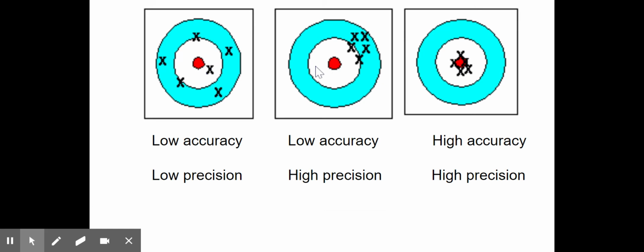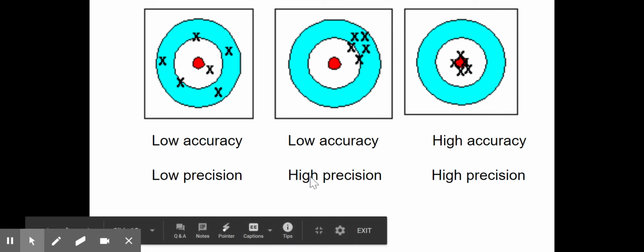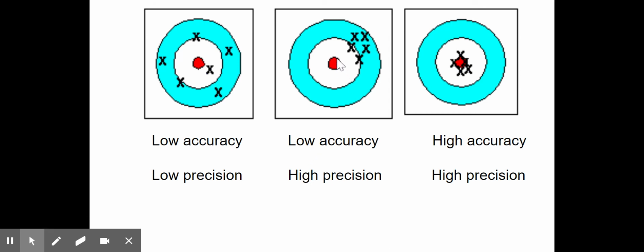Okay, so in this one, all five measurements are close to each other. It means when we compare those five values, they're reproducible. So we say this has high precision, but all of them are far away from the true value, so we say it has low accuracy.